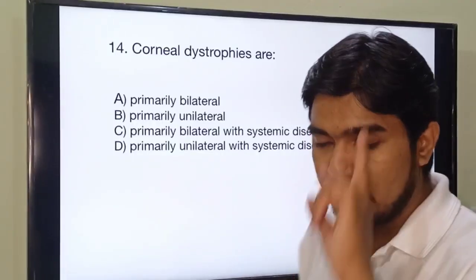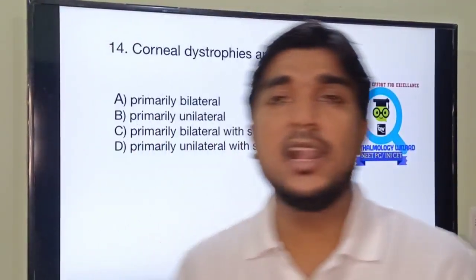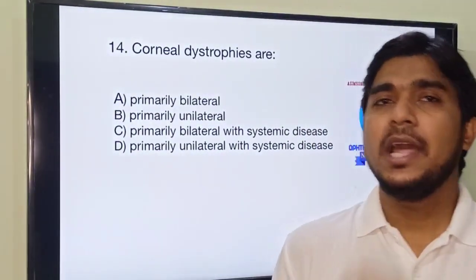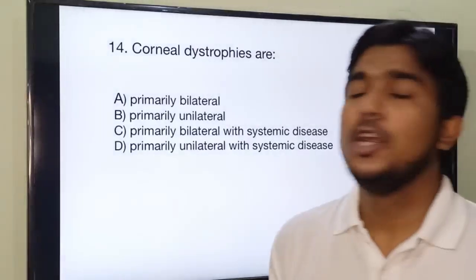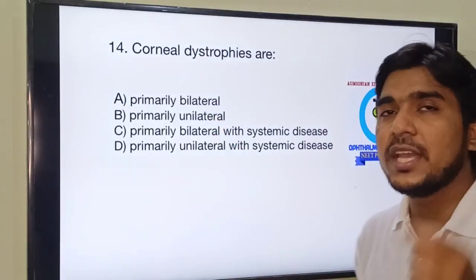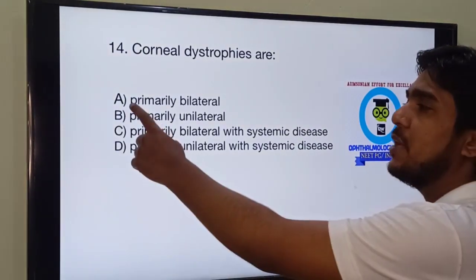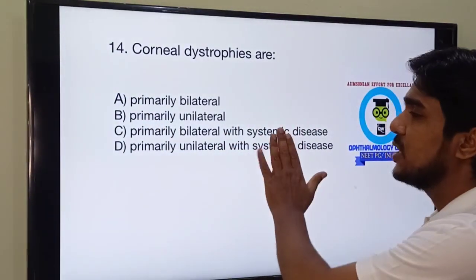Remember, the corneal dystrophies are always bilateral and never associated with a systemic disease. It is always bilateral, never associated with systemic disease. So among these options, which do you think is the right answer? The right answer is, it's primary bilateral only, not systemic.